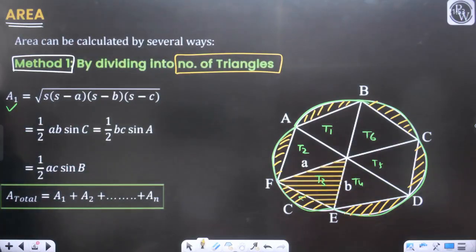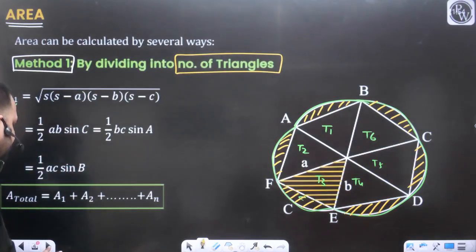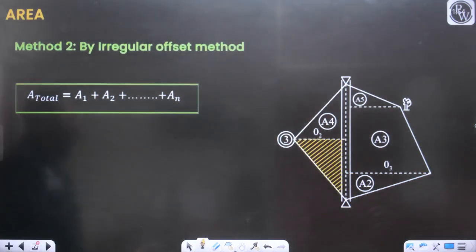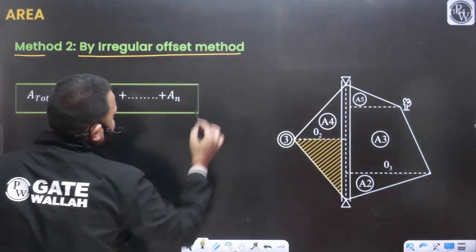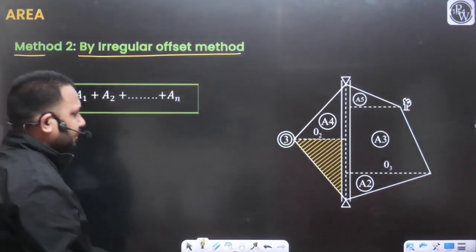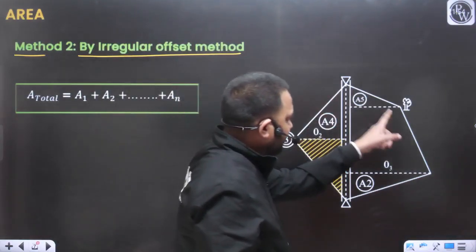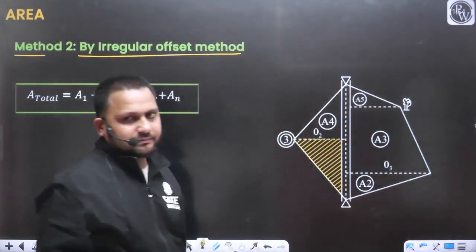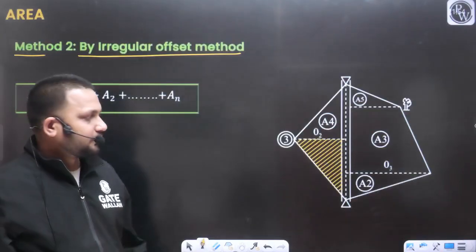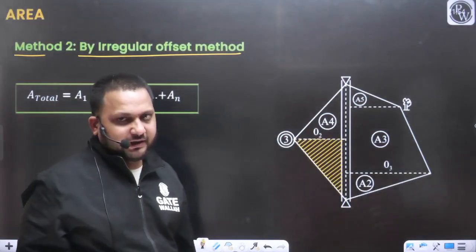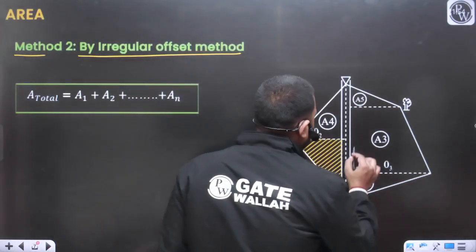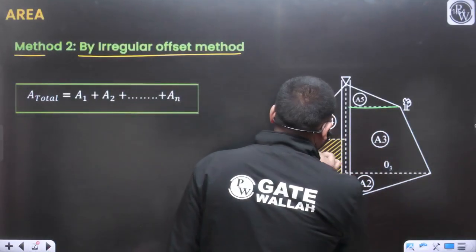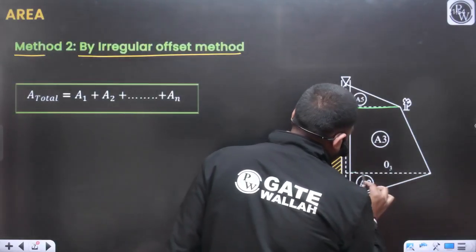Okay, very good. So now let's see some more methods. We want to improve the accuracy. So method 2 is the irregular offset method. For example, as you can see, this was the area that we need to calculate. And to define this area, we have considered some irregular offsets like this.